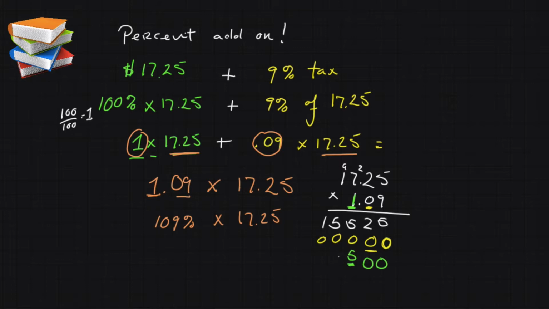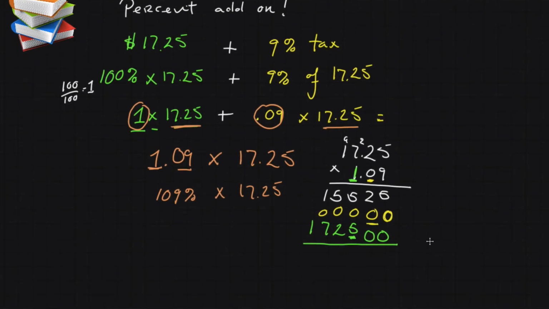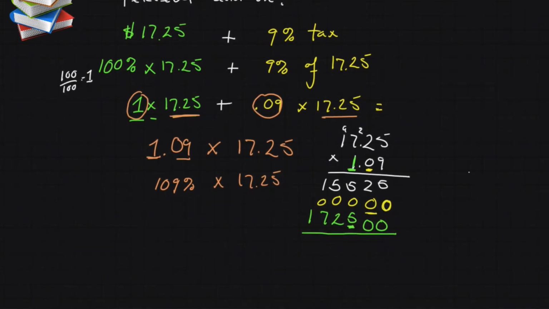1 times 5 is 5. 1 times 2 is 2. 1 times 7 is 7. And 1 times 1 is 1. And put all these together here, and I'm going to scoot up a little bit here so we can see what's going on. When I add all these up, let's see what we're going to get. 5, 2, 10, carry the 1, 5, 6, 7, 8. 7 plus 1 is 8, and 1.